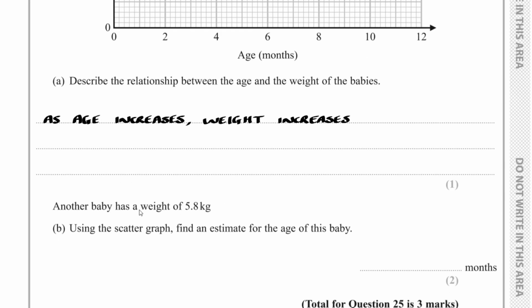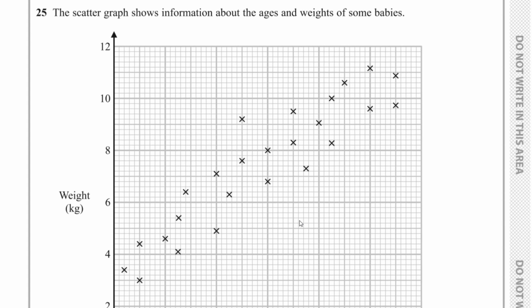Part B. Another baby has a weight of 5.8 kilograms. Using the scatter graph, you have to find an estimate for the age of this baby. Our first step is to draw a line of best fit. And with the line of best fit, we want roughly the same amount of points above the line as we have below the line. Something like that.